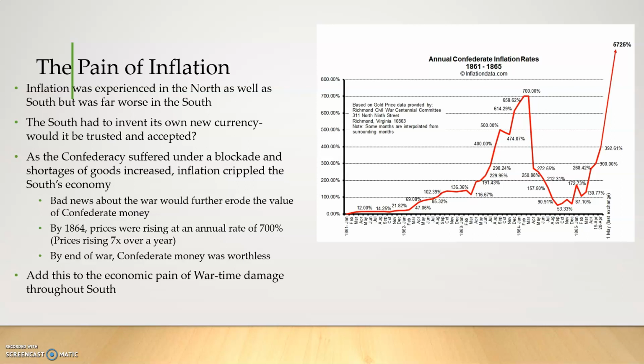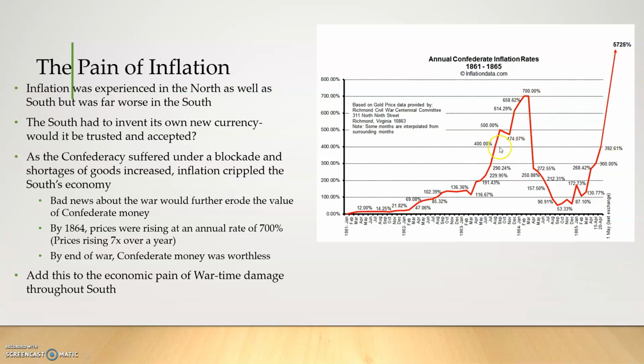Because the South's government that guaranteed the money was not really recognized, the value of its currency would go down increasingly as war prospects became bleaker. The South had to invent its own currency. Would it be trusted? Would it be accepted? If I give you a handful of currency, you only would want it knowing you could exchange it for something. And in the Confederacy, the value of their money, as you can see from this graph, would decrease.